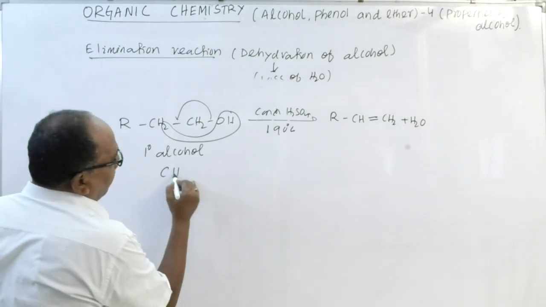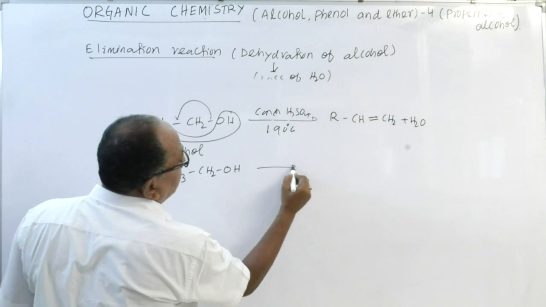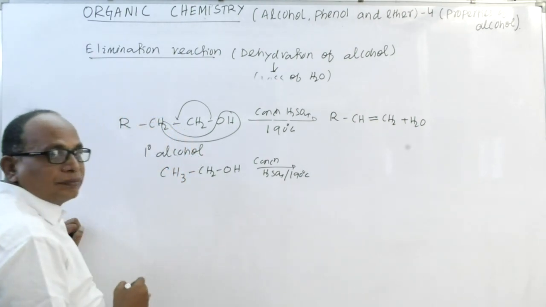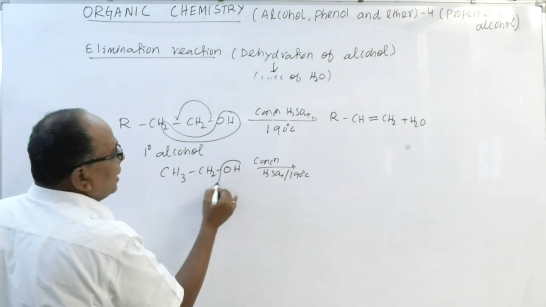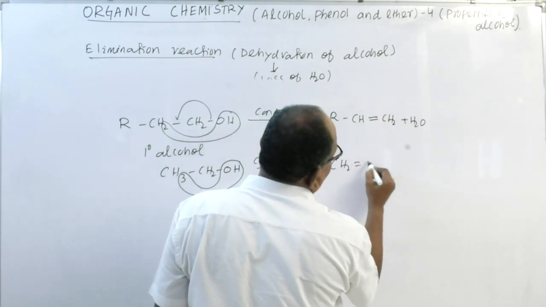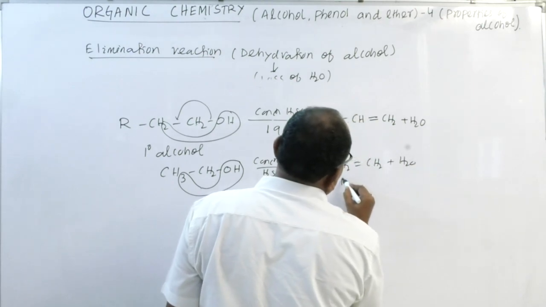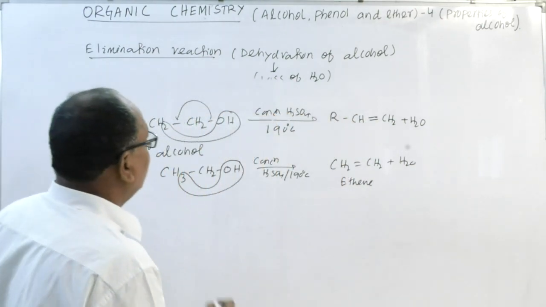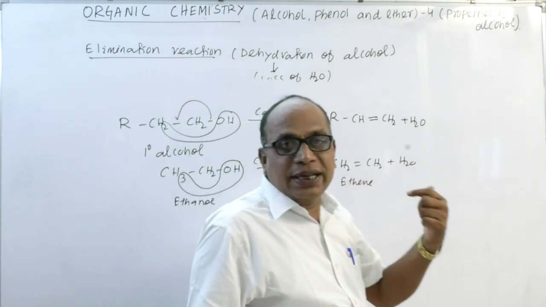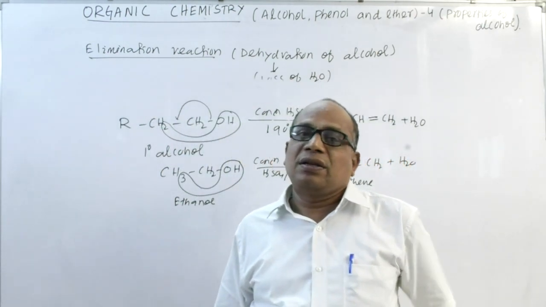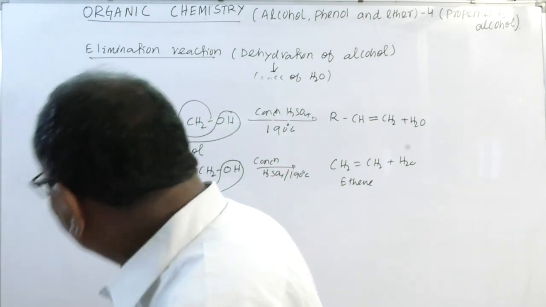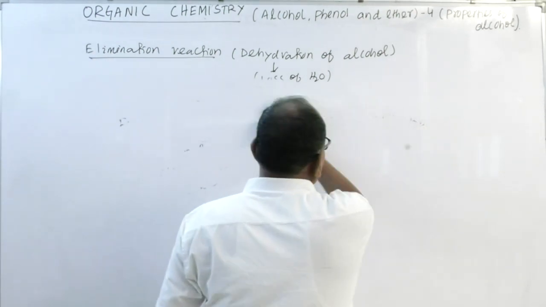Suppose I take ethanol, treated with concentrated sulfuric acid at 190 degrees C. What will happen? This H and this OH are removed to form the corresponding alkene, that means ethene. This is your ethanol. And this dehydrating agent, the sulfuric acid, can be replaced by anhydrous aluminum oxide or anhydrous chromium oxide. Suppose you take a secondary alcohol, what product will it give?